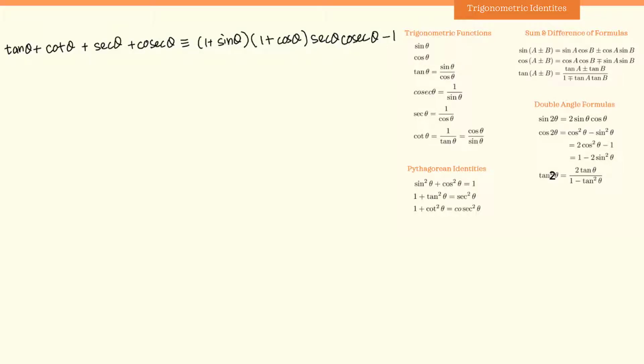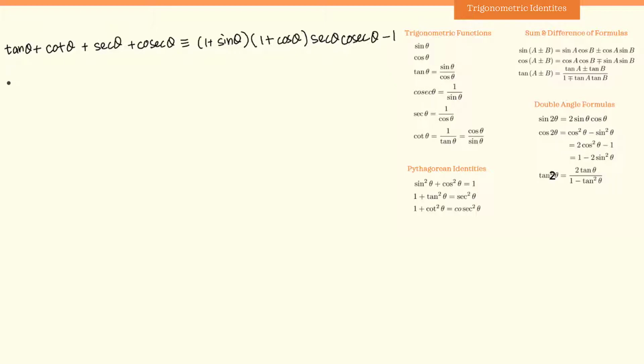Let's look at our example number 4 of trigonometric identities. Here I have tangent of theta plus cotangent of theta plus secant of theta plus cosecant of theta. And on the right hand side I have 1 plus sine of theta, 1 plus cosine of theta, secant of theta, cosecant of theta minus 1. And I need to prove this identity.